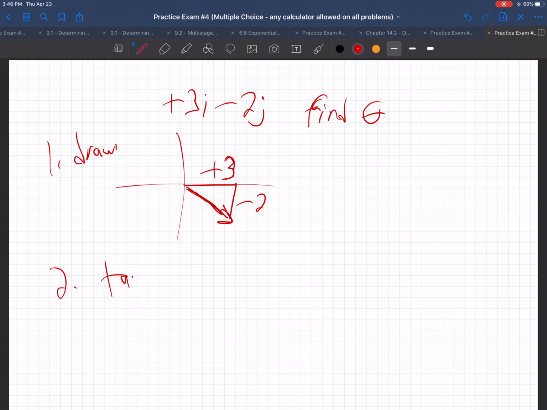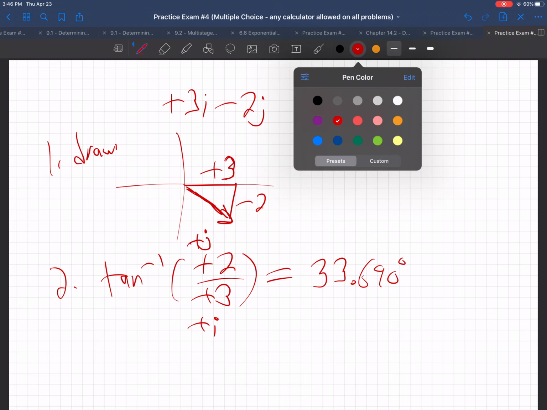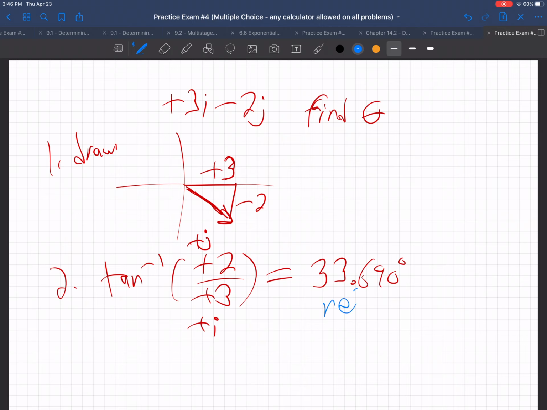Step 2, do tangent inverse of positive 2 over positive 3, right? It's the positive j over the positive i. It's always y over x. Tangent is always y over x, sine over cosine. So do tangent inverse now. Tangent inverse, 2 divided by 3. I'm getting 33.690 degrees. And then realize that's a reference.